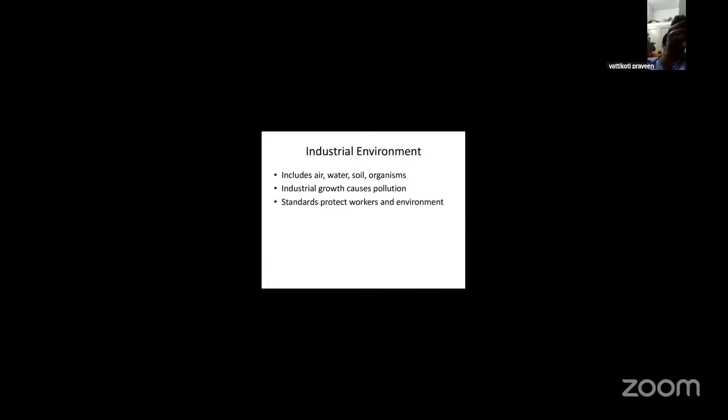industrial growth. What is the summary of this industrial environment? The industrial environment includes the air, water, soil, and living organisms. Industrial growth can lead to various forms of pollution. Regulatory standards and safety practices help to protect both workers and the environment. This is the industrial environment.